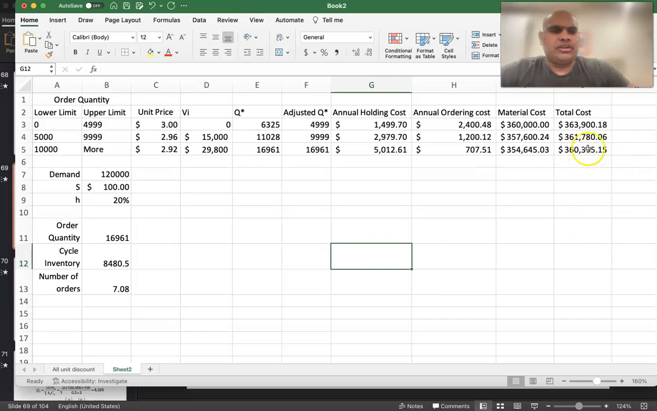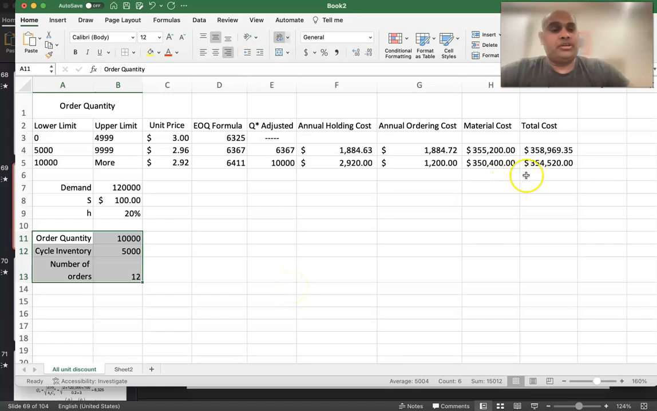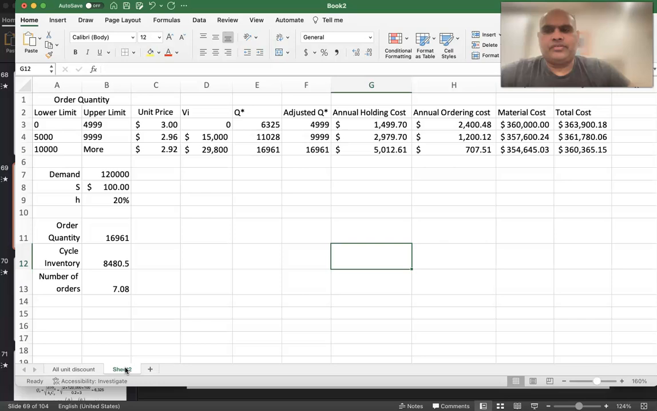So this is about $360,000, and if you do full quantity discounts, you get $354,000, which is about $6,000 in difference, which is pretty decent. That's a pretty decent change in price, but that's something to keep in mind, right? So I'm going to end this video here. This video was about how you calculate the optimal order quantity when you are getting marginal discounts.